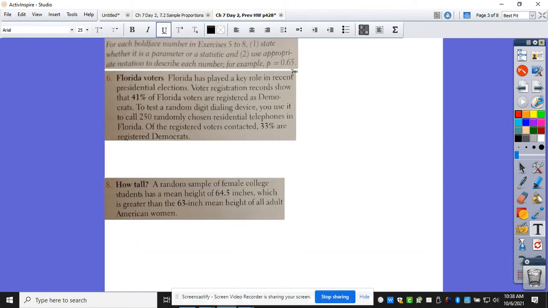All right, so for these, it doesn't ask you for the population and the sample, but I want to say what the population and sample are. So number 6, Florida has played a key role in recent presidential elections. Voter registration records show that 41% of Florida voters are registered as Democrats. To test a random digit dialing service, you use it to call 250 randomly chosen residential telephones in Florida. Of the registered voters contacted, 33% are registered Democrats. What would be our population here?